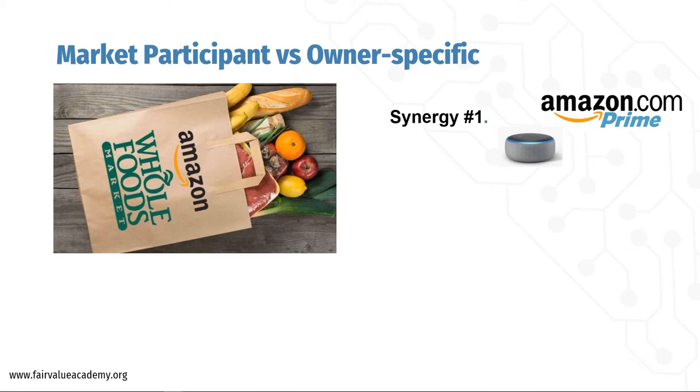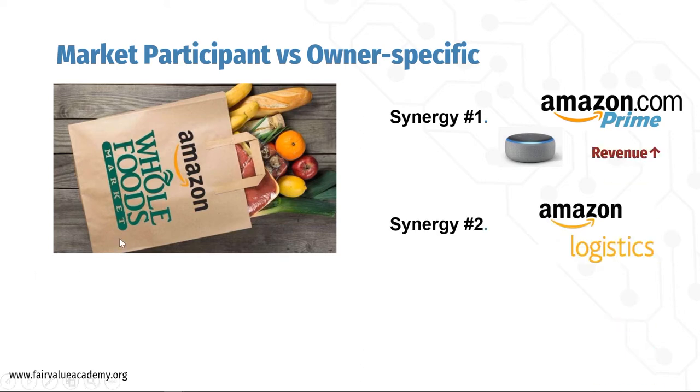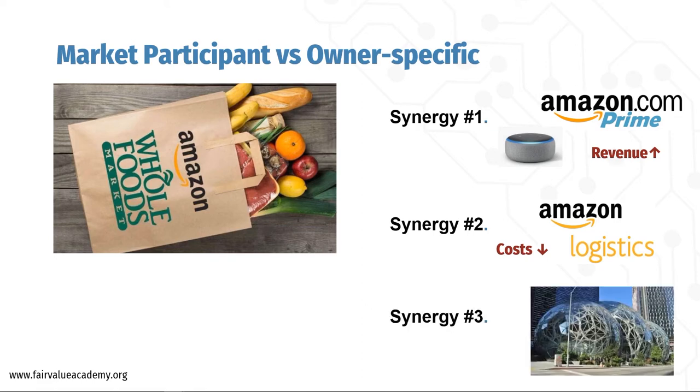Synergy 1. Amazon users can order groceries from Whole Foods through Amazon.com and Amazon Echo. This will increase Whole Foods top line, which is their revenue. Synergy number 2, the groceries are then delivered to customers via Amazon Logistics, Amazon's own delivery service at below market rates. This will result in significant cost savings for Whole Foods. And lastly, Synergy 3, Amazon can bring Whole Foods head office under Amazon headquarters. This will result in savings on rental expenses and back office expenses such as systems, accounting, and HR staff.